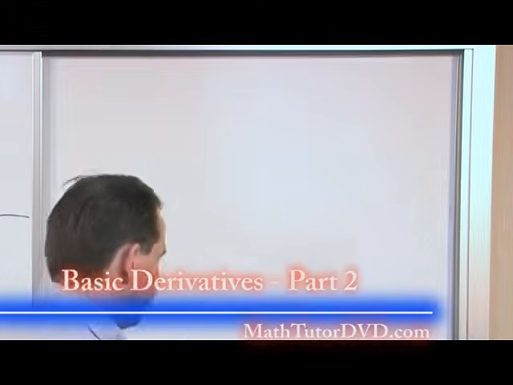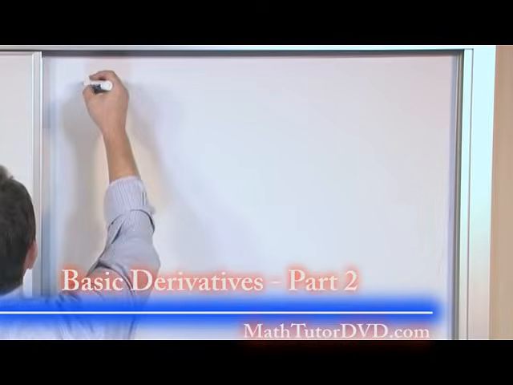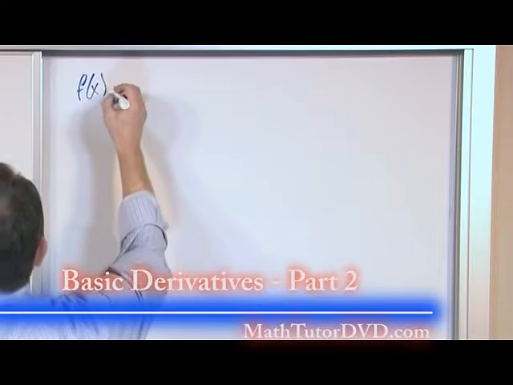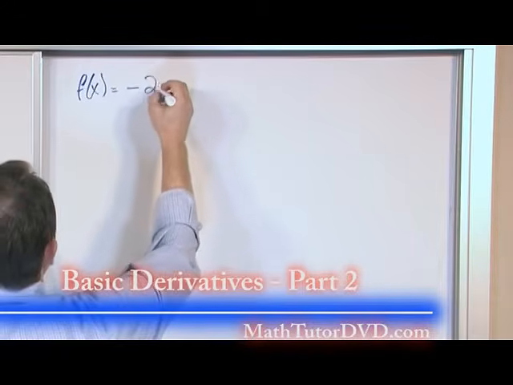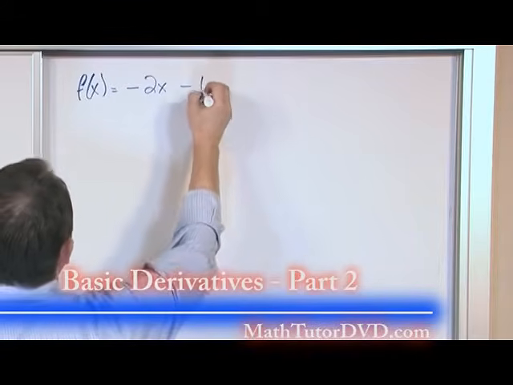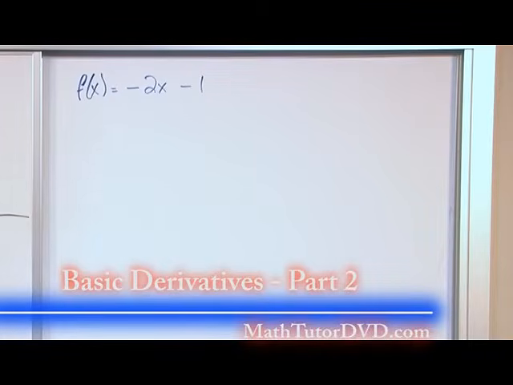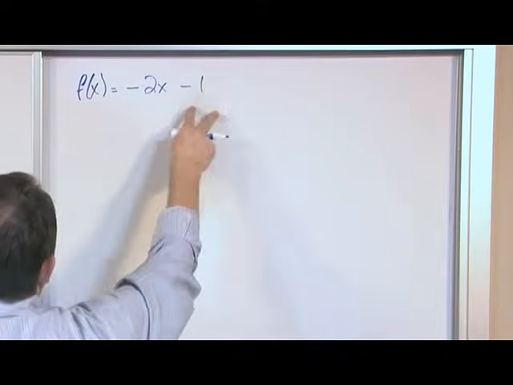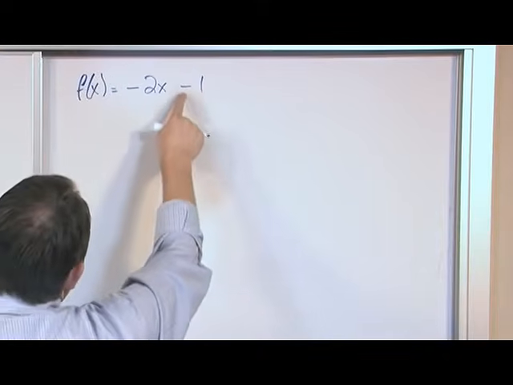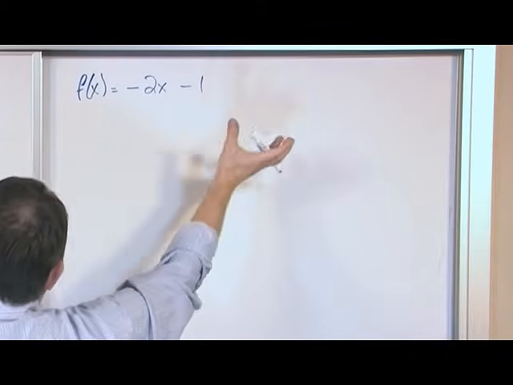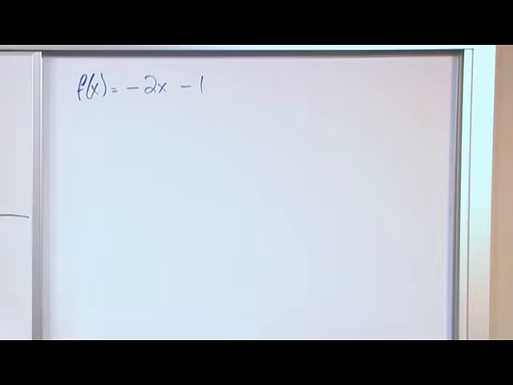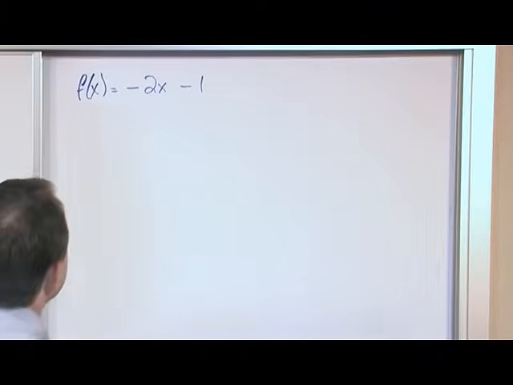Okay, so for our next one, what if we have f of x is equal to negative 2x minus 1? How do we take the derivative of this guy? Well, notice that we have two terms and they're basically added together, even though there's a negative sign here. This could be negative 1, so you could say these are both summed together.